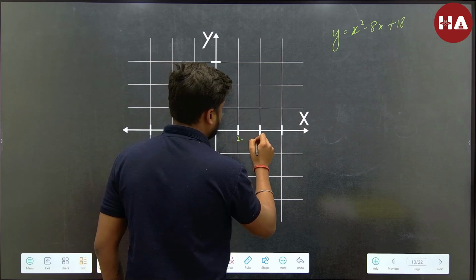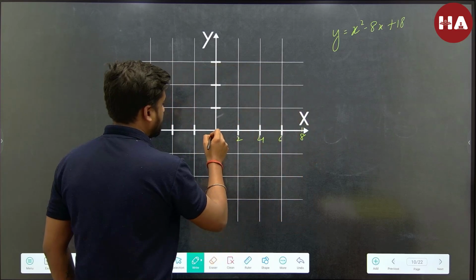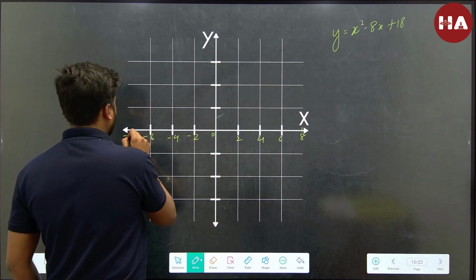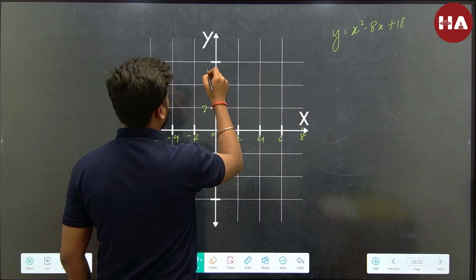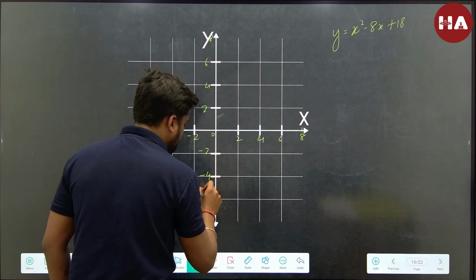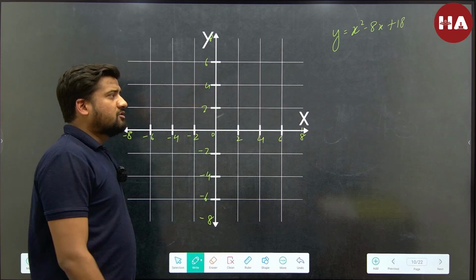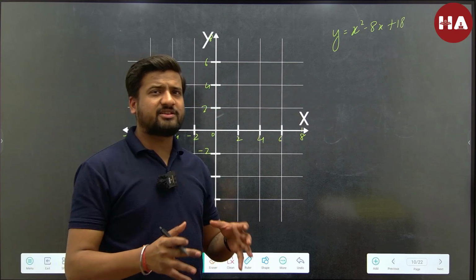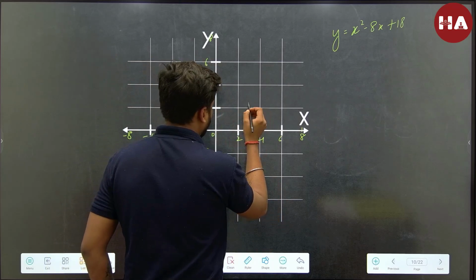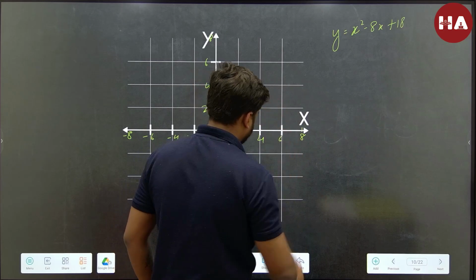Let's take 2, 4, 6 and let's take this as 8. It's fine. 0, minus 2, minus 4, minus 6, minus 8, and 2, 4, 6 and 8 on the other axis, minus 2, minus 4, minus 6. Now, we all know that the minimum value of this graph was y equals 2 at x equals 4.